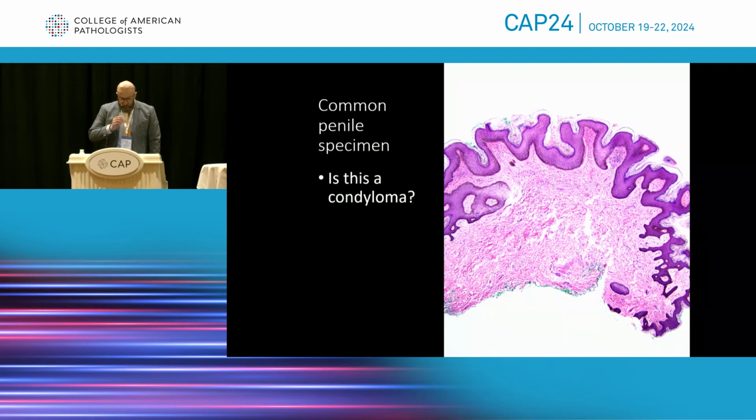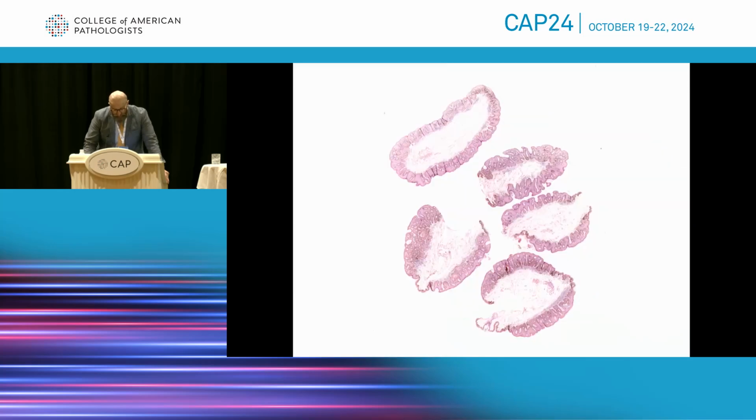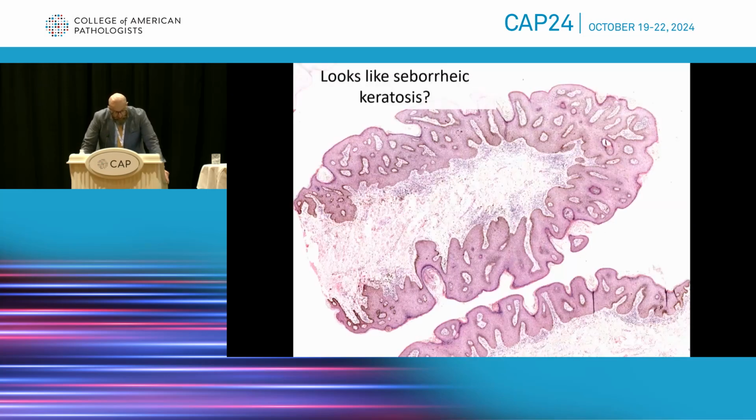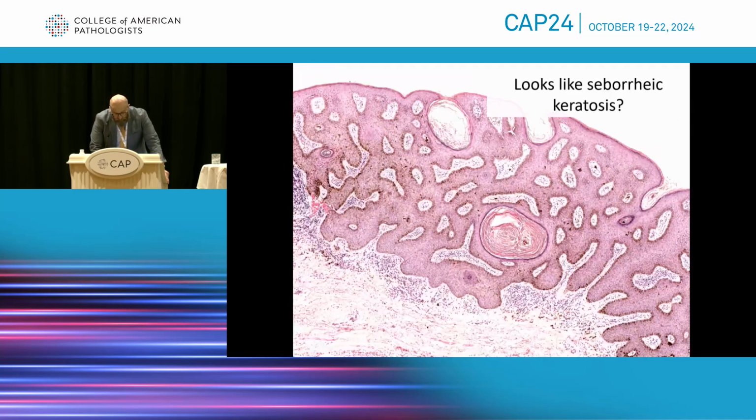For my second case, is a sort of common situation that I encounter in penile specimens. Find a biopsy of a lesion, and then I'm wondering to myself, is this a condyloma? And looking at this particular one, you might say that looks kind of like a seborrheic keratosis. It has kind of thickening of the epithelium, and there may be even some structures resembling horn cysts like you would see in a seborrheic keratosis of the skin.